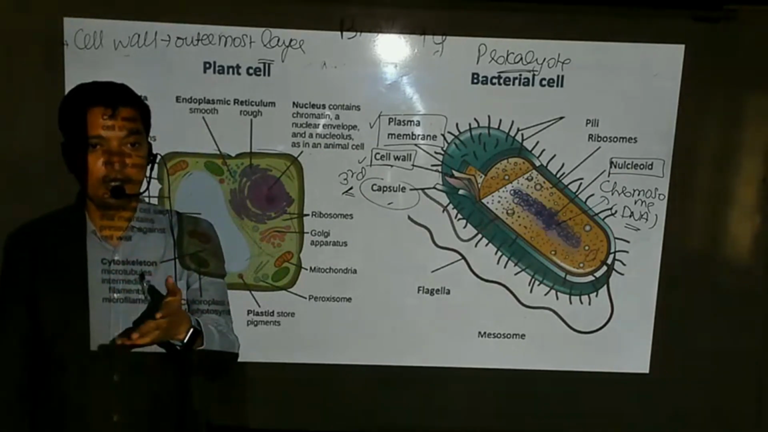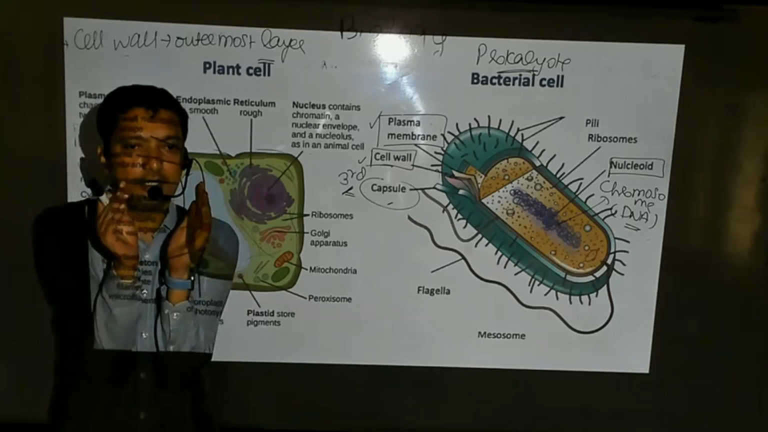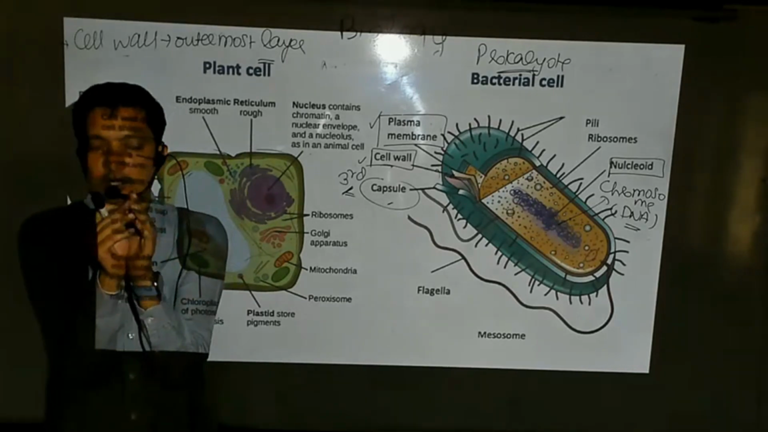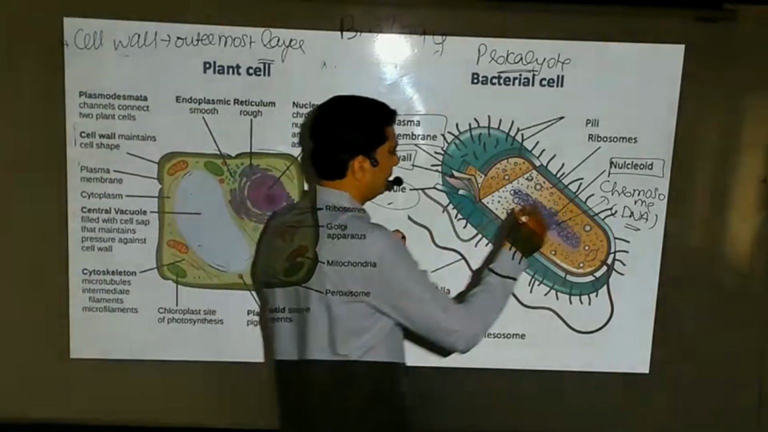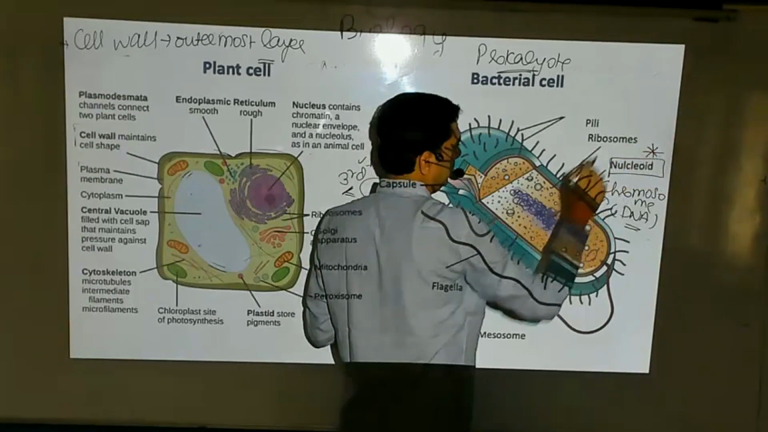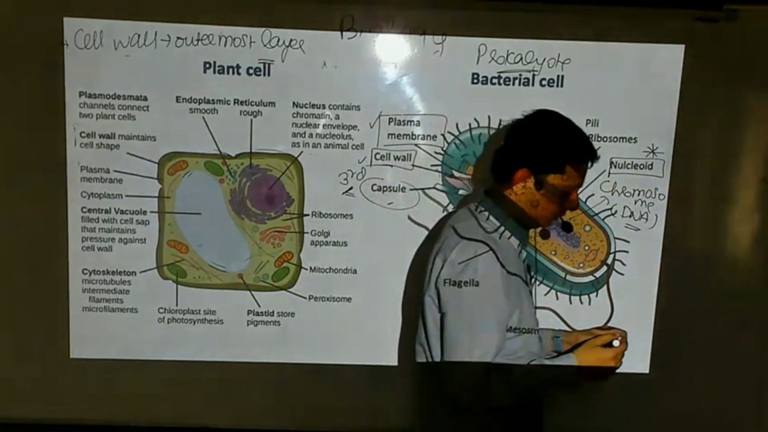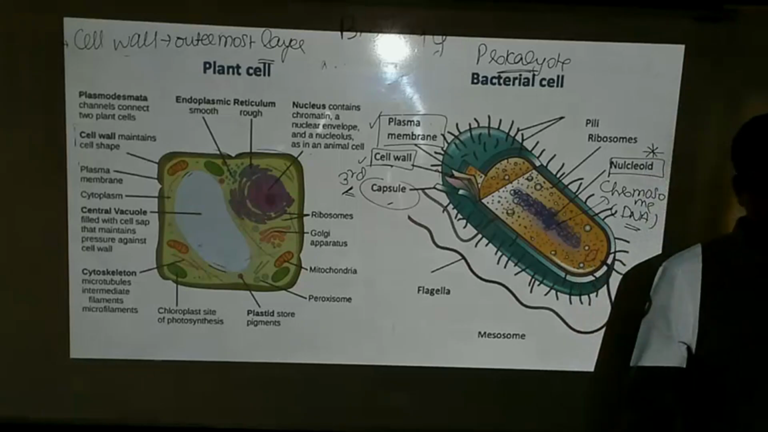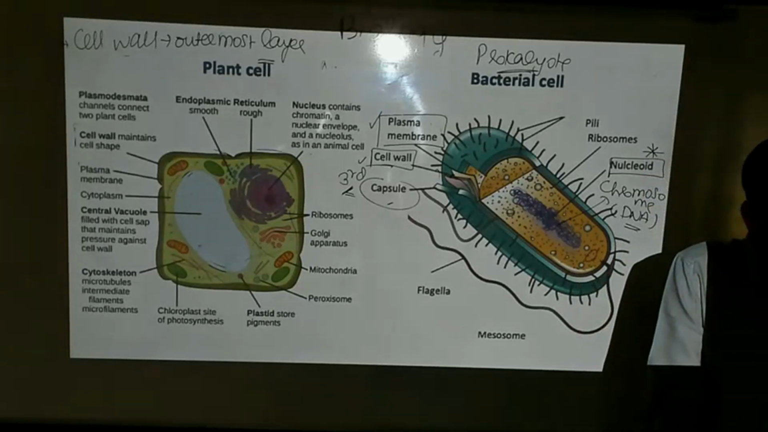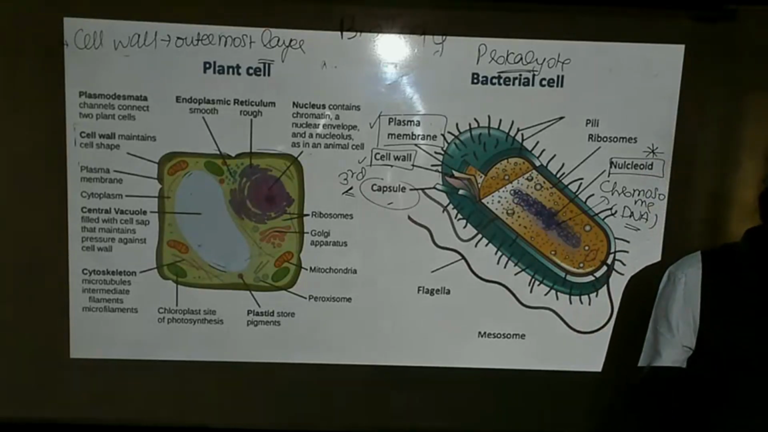This is not called a nucleus. There is no membrane. But the region where the chromosome is found is called the nucleoid. This is important for the exam. Knowing this name for the location where the chromosome or DNA is found in bacteria is called the nucleoid.